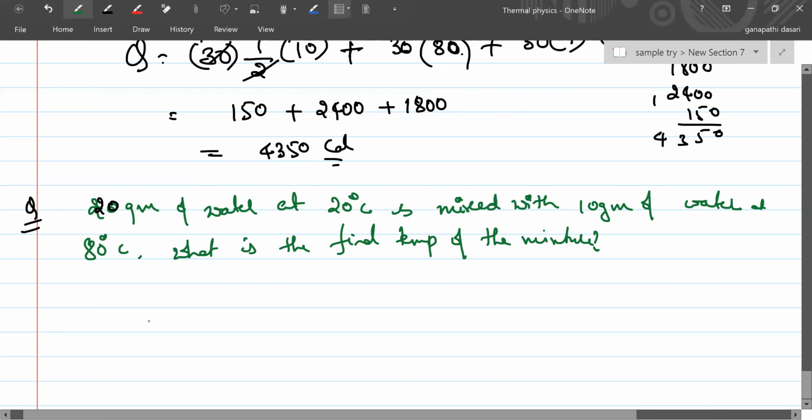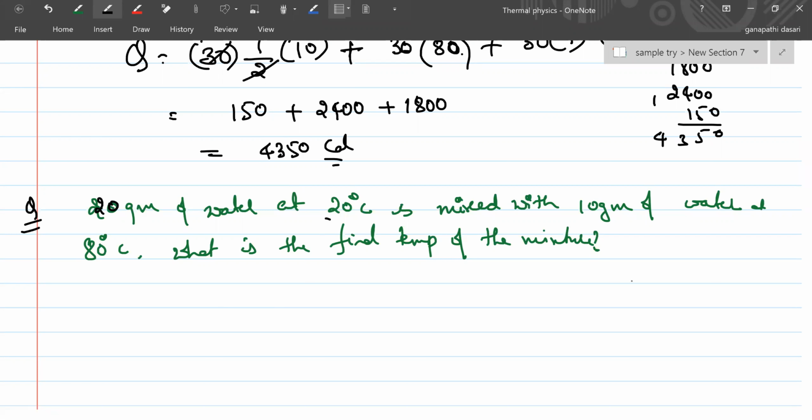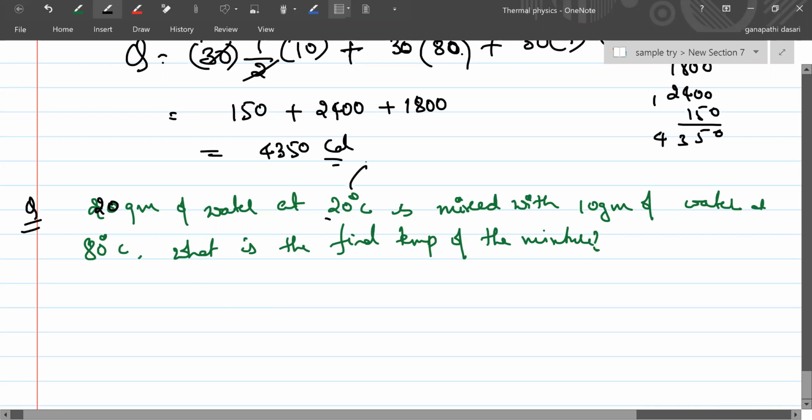I'll explain. Here, if you observe this question, 20 gram of water at 20 degrees Celsius, there is one substance which is water, and the other substance is also water, right? At different temperatures. So no phase change is required here. This water temperature will rise and this water temperature will fall, because this will supply the heat and this will gain the heat.